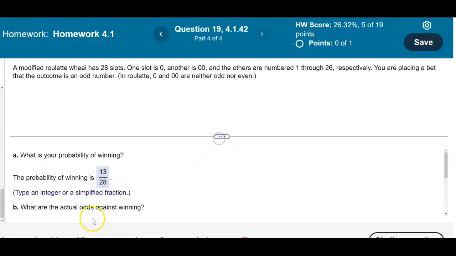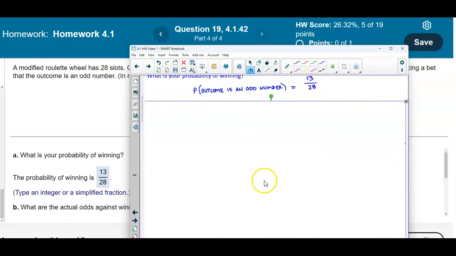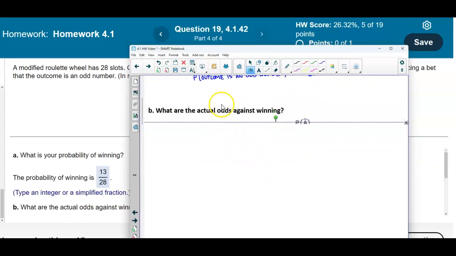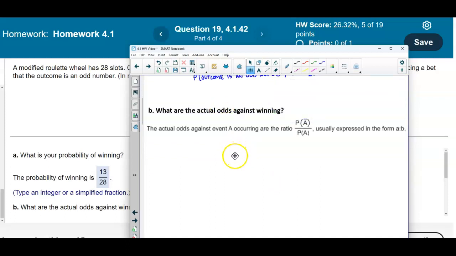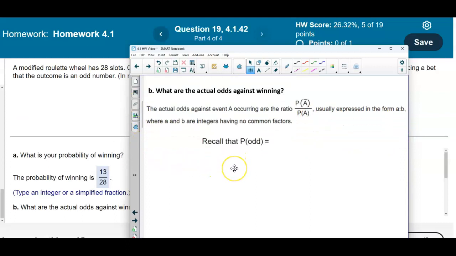Now the next question says, what are the actual odds against winning? Okay, so let's take a look at the definition of that. The actual odds against event A occurring are the ratio of the probability of the complement of A divided by the probability of event A. That's usually expressed in the form of A to B, where A and B are integers having no common factors. Now recall that the probability of getting an odd number is 13 out of 28.